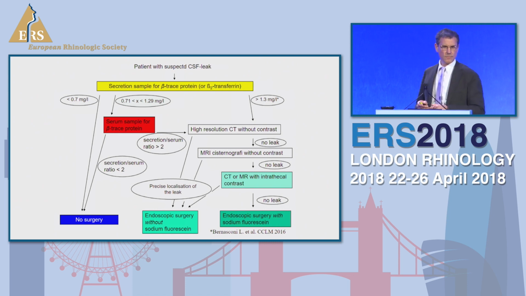By the way, in human CSF, how much is the amount of beta trace protein? It's one of the most abundant proteins in the human CSF after albumin. It's between 25 and 28 milligram per liter. And when you have a very bloody sample, like immediately after surgery, then it seems that beta trace protein is a little bit better biomarker compared to beta 2 transferrin.